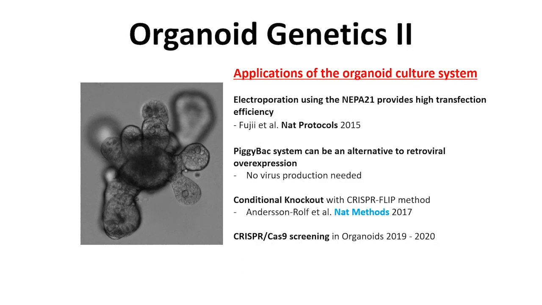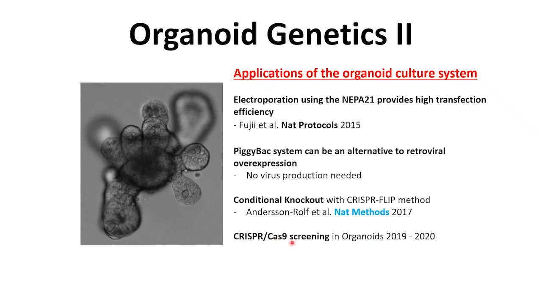More lately, although this is not my work, Toshiro Sato, one of the founding members of the organoid field, and his lab reported that the NEPA21 electroporator can be very useful for highly efficient transfection in the organoid system. Using this technology, my lab was able to show that the piggyBac transposon system can be very useful for controlled gene expression in organoids. We also introduced how to generate conditional knockouts in the organoid system. And more lately, we have also worked on CRISPR-Cas screening.